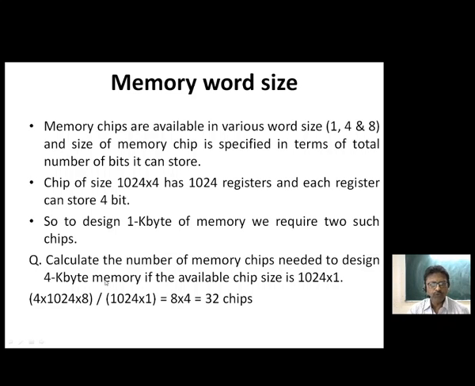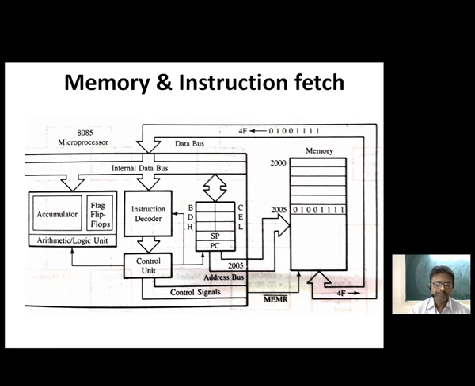This means we require 32 chips. So it depends on what you have to design and what chip size is available. So in this way, I hope I am able to explain how the memory mapping is being done, and I am able to explain the memory word size also.